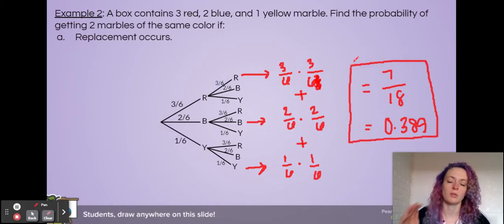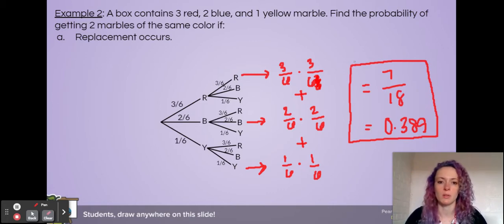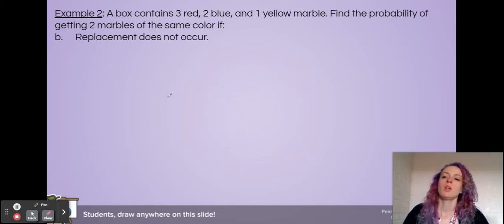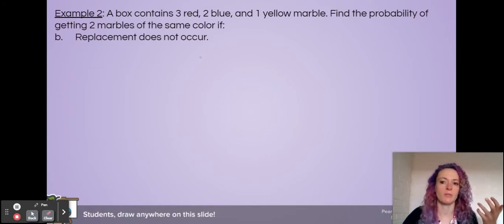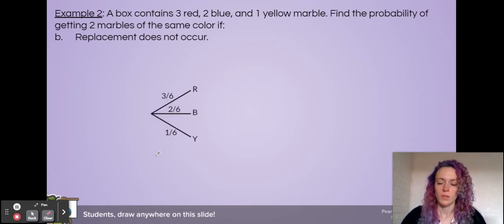So multiply along your branches, add up all the different possibilities. All right, part B of this is the exact same setup, but we're saying that replacement does not occur this time. So that means whatever I pick first, I keep it out and then draw the second one. So those probabilities in the second set of branches are going to change. The first set will be the exact same though. So again, my first set's the same as it was when replacement was occurring.